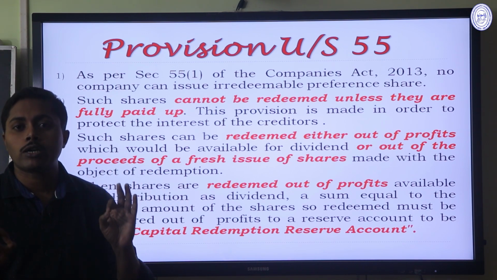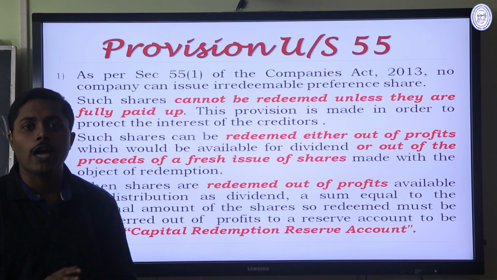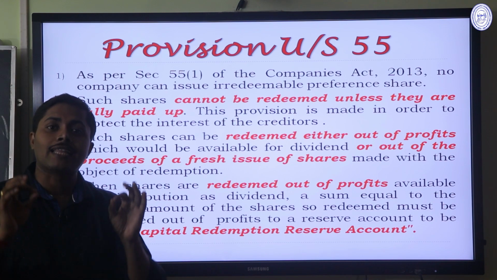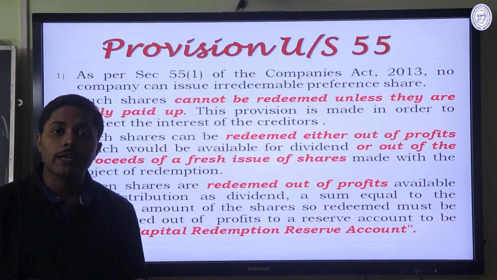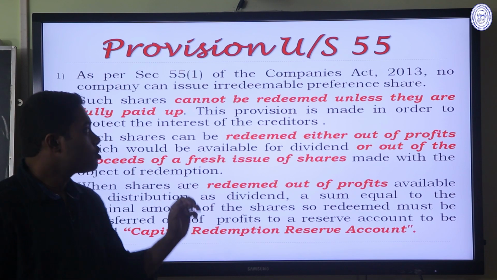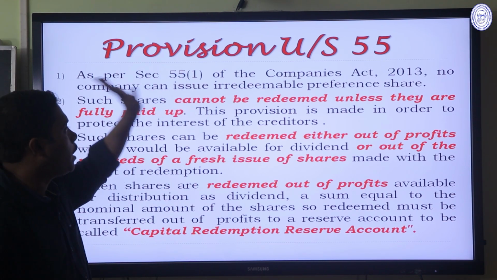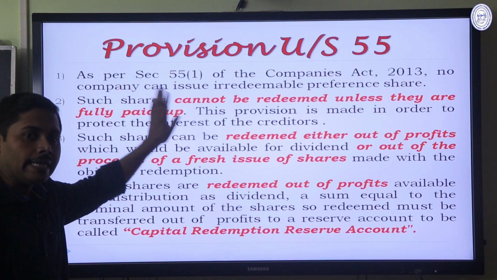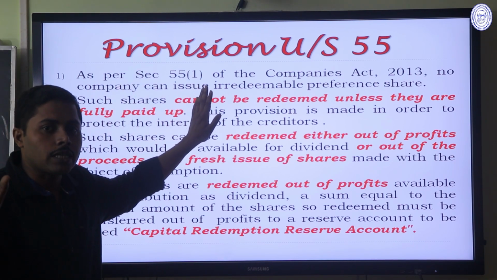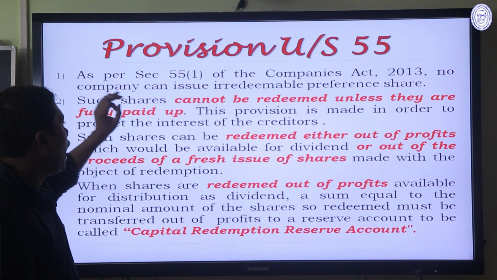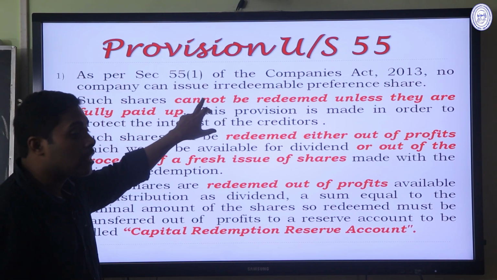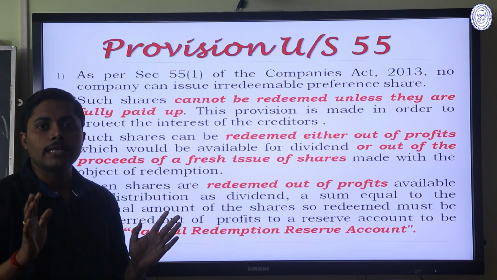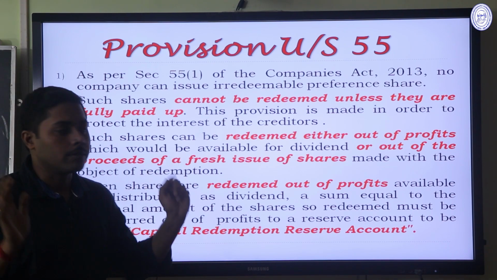It is the most important part as per the provision of Section 55 of the Companies Act. Only fully paid up preference shares can be redeemed. No partly paid up shares can be redeemed. Okay. So this is the first provision as per Section 55 subsection 1, that the company will issue only redeemable shares, no irredeemable shares can be issued, as I already told you, and it can be redeemed only when it is fully paid up. Unless and until it is fully paid up, it cannot be redeemed.